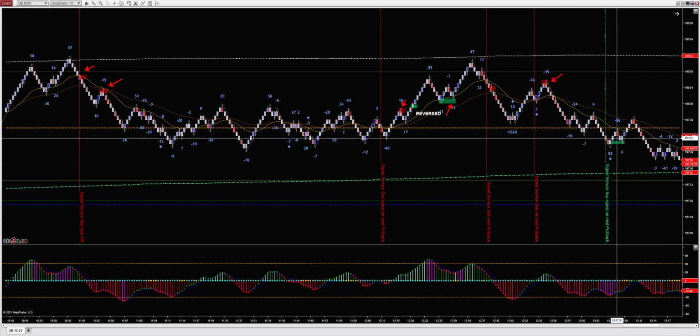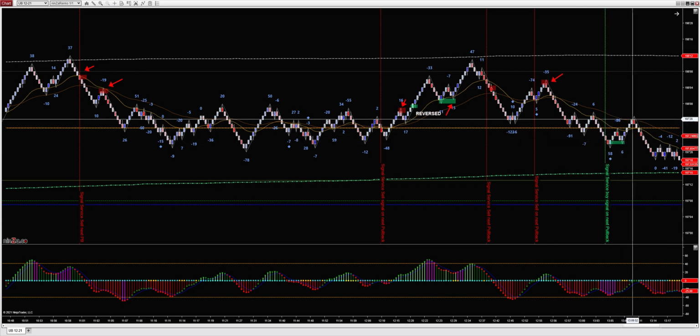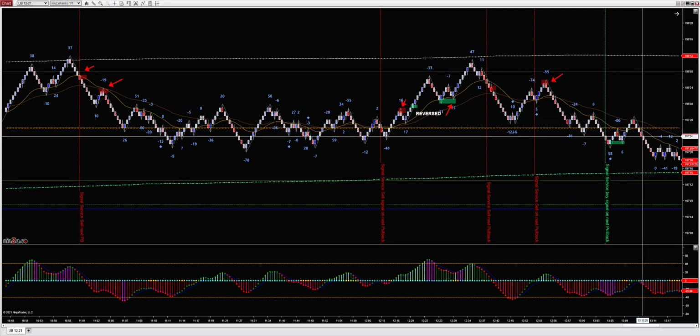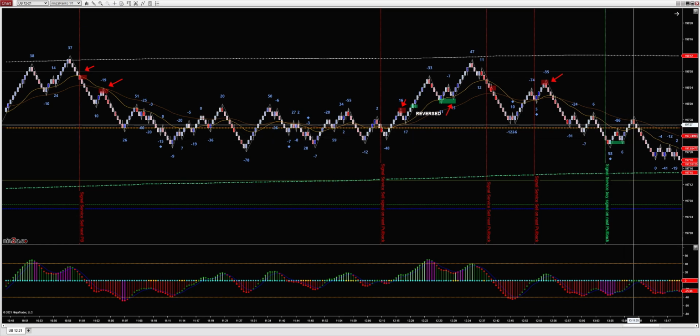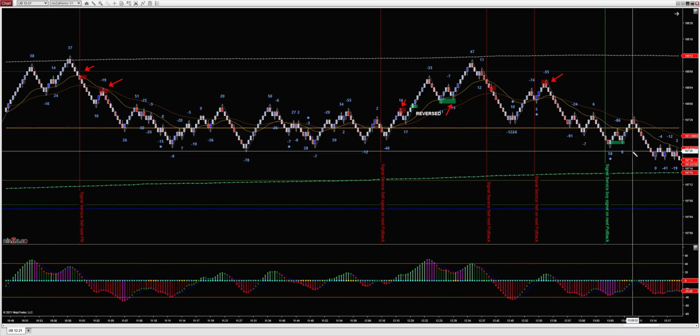Buy first pullback, this one or this one. You buy and you might get stopped out or take only 4 ticks. Never let a winning trade become a losing trade.